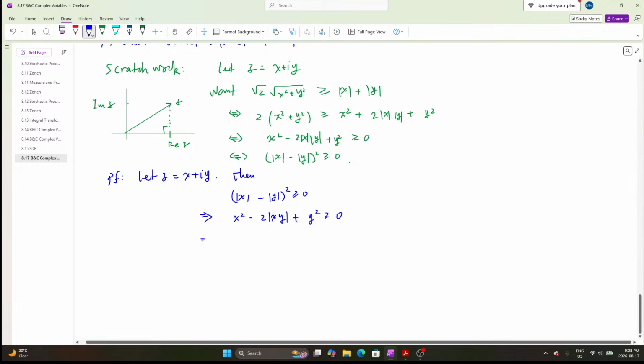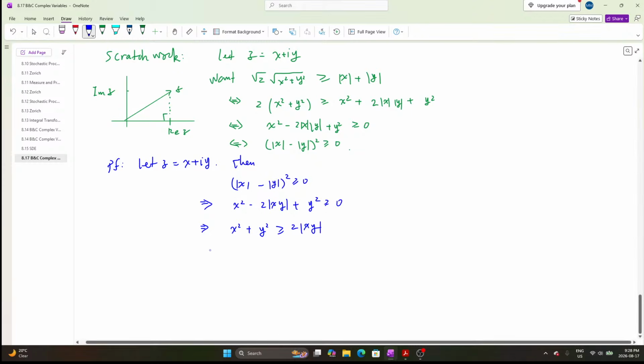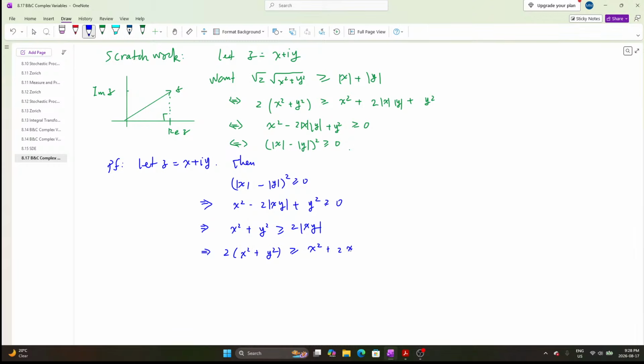So now you can say x squared plus y squared is greater or equal to 2 times x times the absolute value of y. And we add x squared plus y squared on both sides. This way you get 2 times x squared plus y squared greater or equal to x squared plus 2 times x times y.